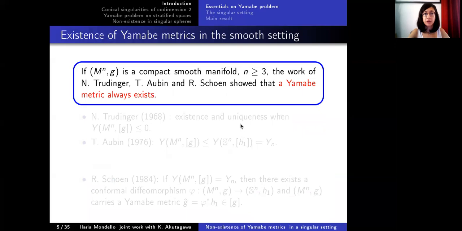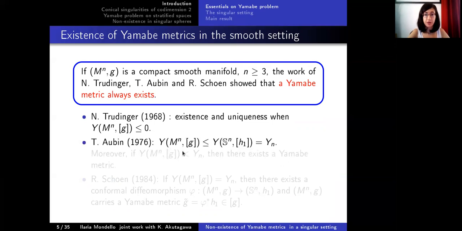So the work of Trudinger, Aubin and Schoen showed that a Yamabe metric always exists in the setting of compact smooth manifolds of dimension larger than 3. How did they do that? First, Trudinger showed that a Yamabe metric exists and it is unique when the Yamabe constant is less than 0.